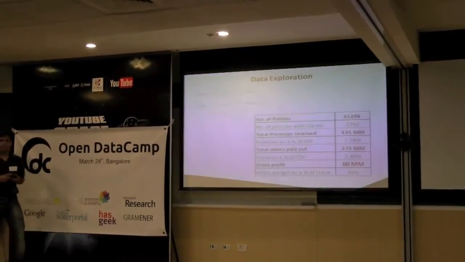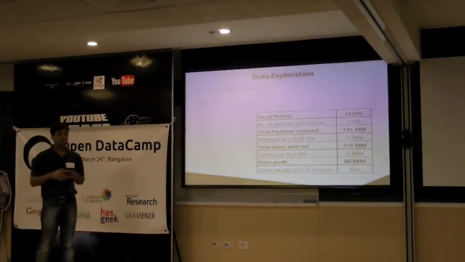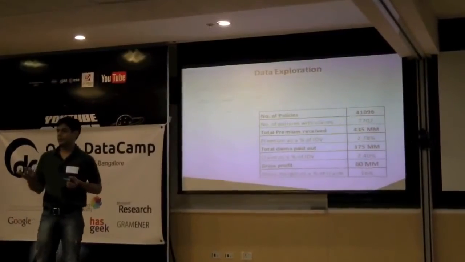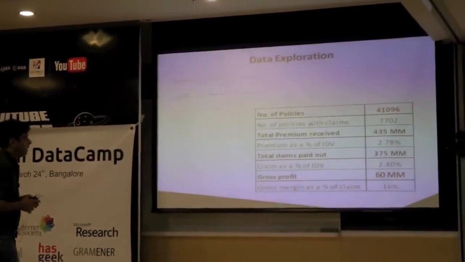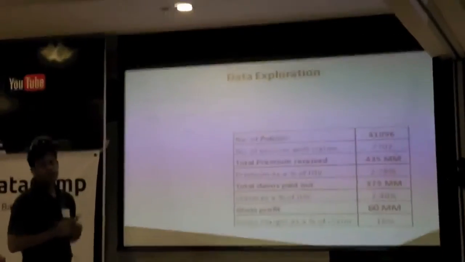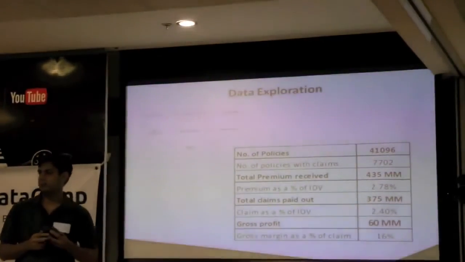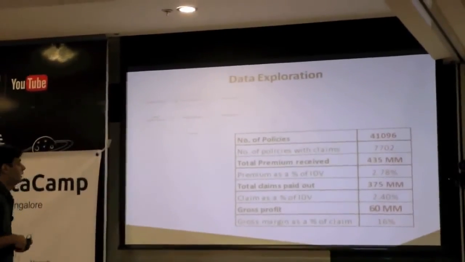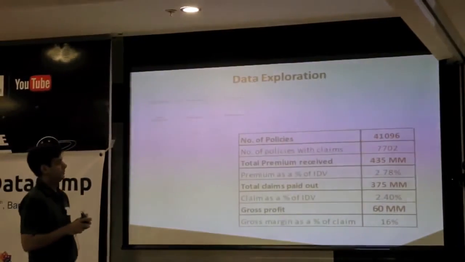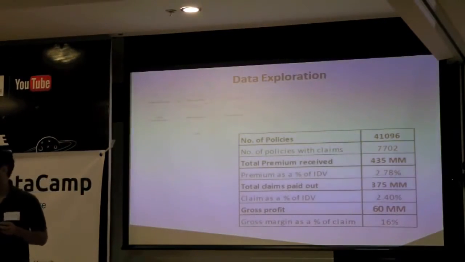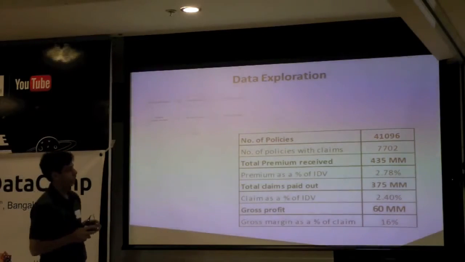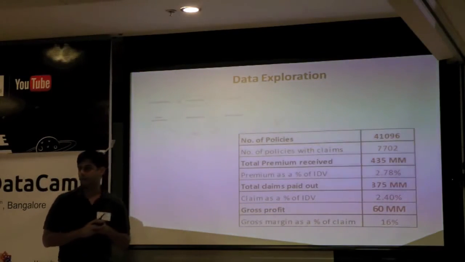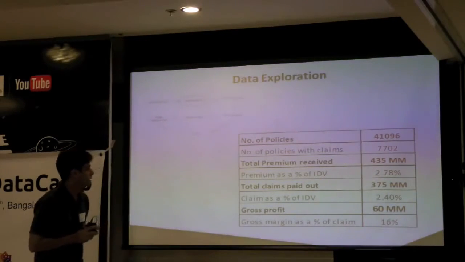Okay, so just some high-level data exploration. Any new kind of data, the first step that you will do is summarize the data in order to understand it. So this is a table where essentially we had 41,096 policies. This is the data that we had. Out of these policies, 7,702 had actual claims. And the total premium received by the company on these policies is 435 million rupees, 43.5 crores.